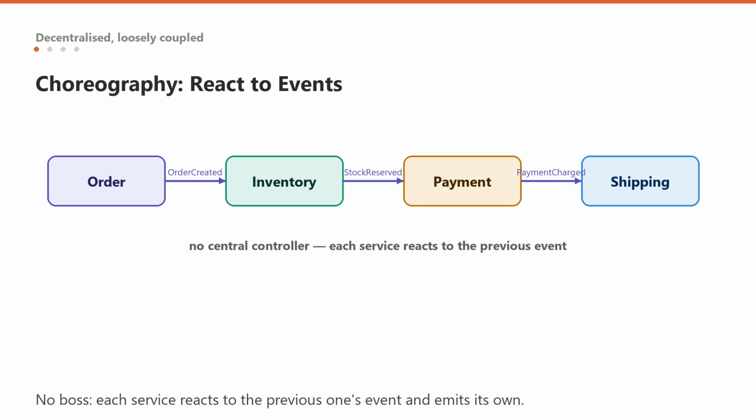If a step fails, it publishes a failed event, and the previous services listen for it and run their compensations. It's fully decentralized. The upside is loose coupling and no single point of control. The downside, the workflow is scattered across many services, so it's hard to see the whole picture, and easy to create confusing cycles of events.